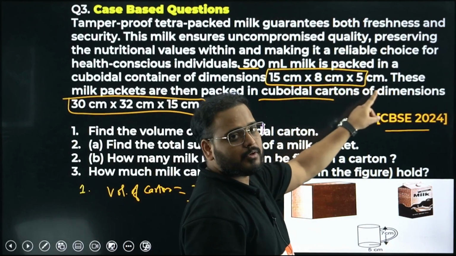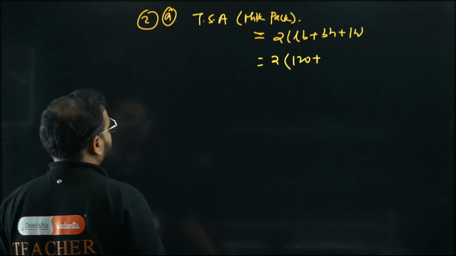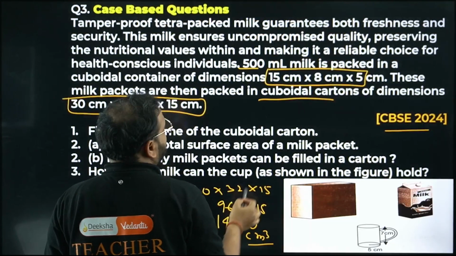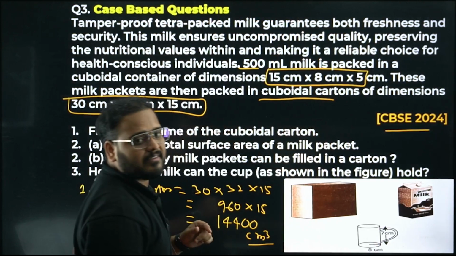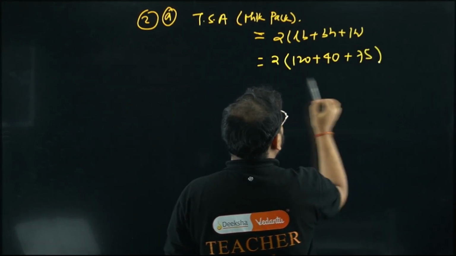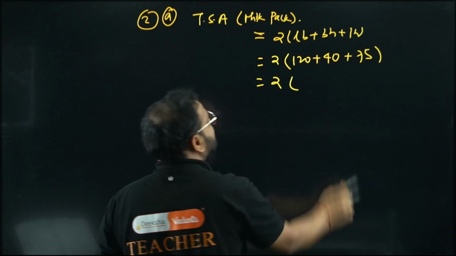8 into 5, so 40. LH, check this out. 15 into 5, 75. LH is 75. Add them. What I'm getting, 2 times of 160 plus 75.